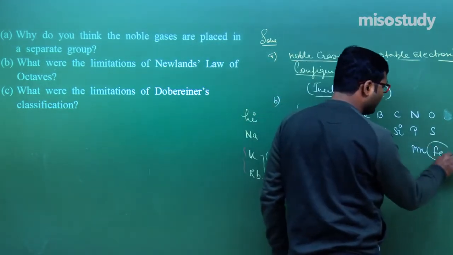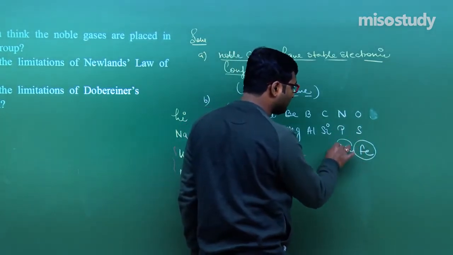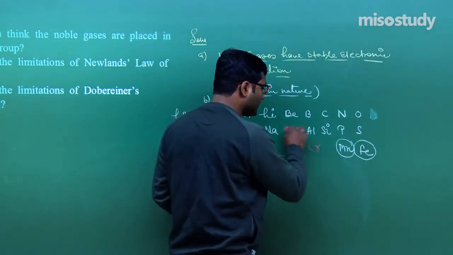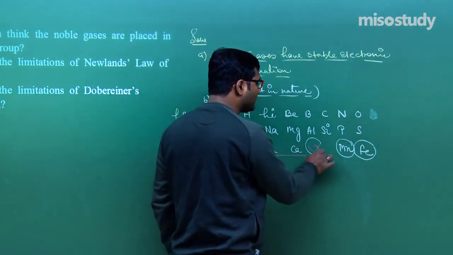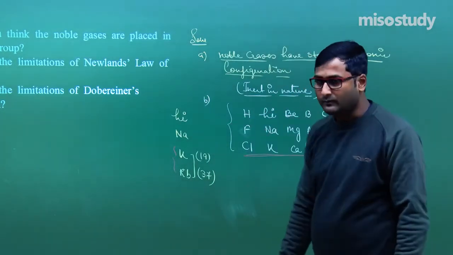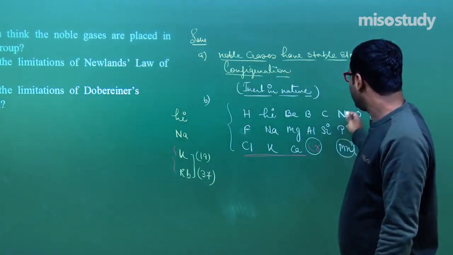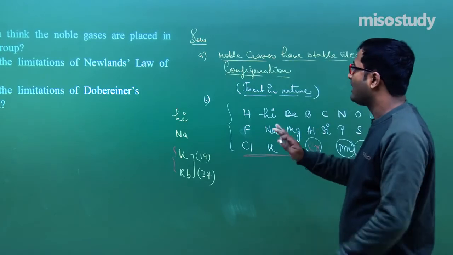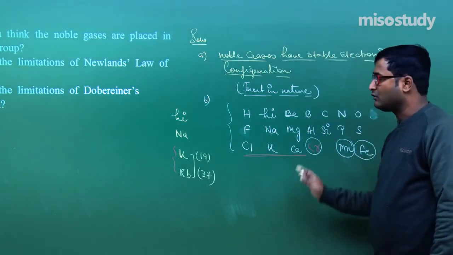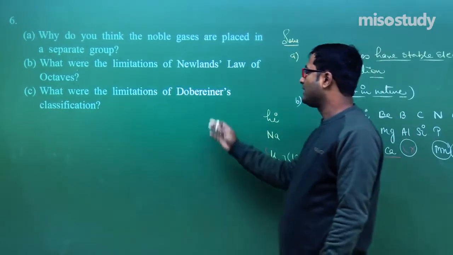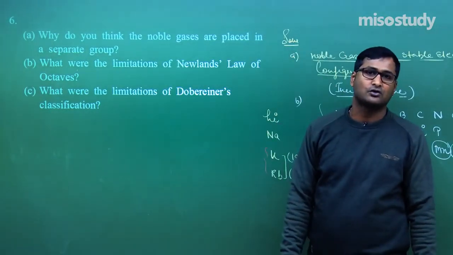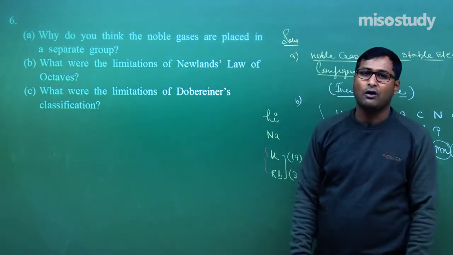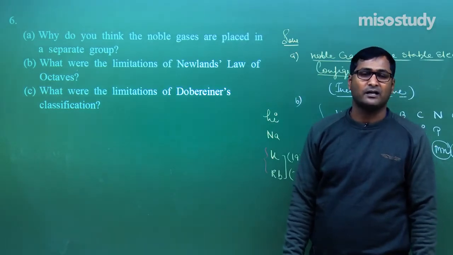Here Fe is placed with oxygen, not possible. Mn is placed with nitrogen and phosphorus, they all are metals. Chromium is placed with aluminium, this is not possible. So these similar elements are placed in different groups. Due to this reason, this law is not taken into further consideration. What were the limitations of Dobereiner's classification? What did Dobereiner tell? Dobereiner told that the middle element has atomic mass exactly or nearly equal to the arithmetic mean of the other 2 elements.